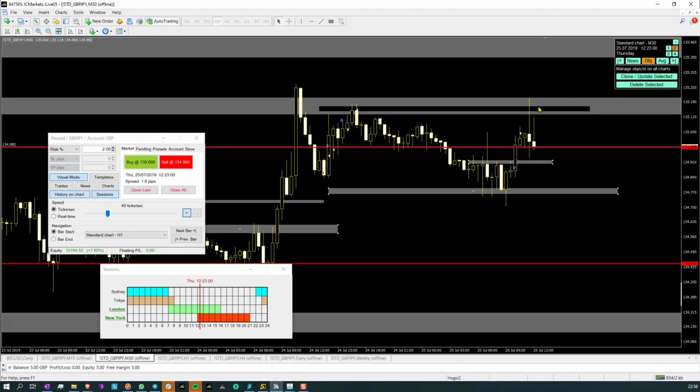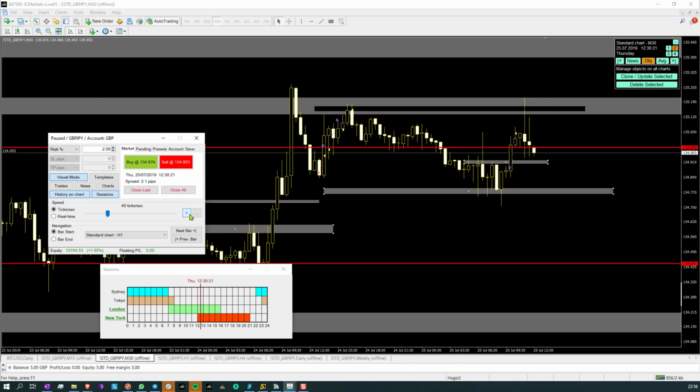Huge rejection, closing back inside the range. Just too big. This candle alone is off the range. And yeah, I'm not doing it. It's a shame because I know it's going down, but I cannot do it. It would trick me a lot if it went up.